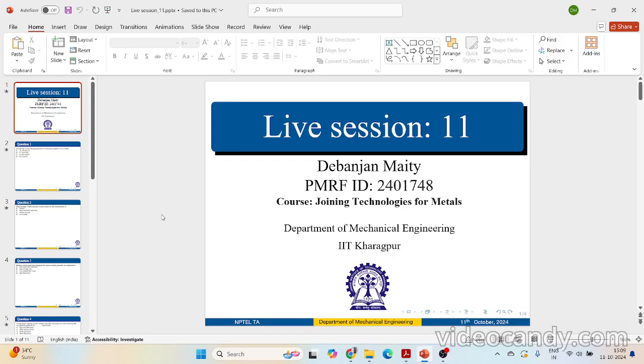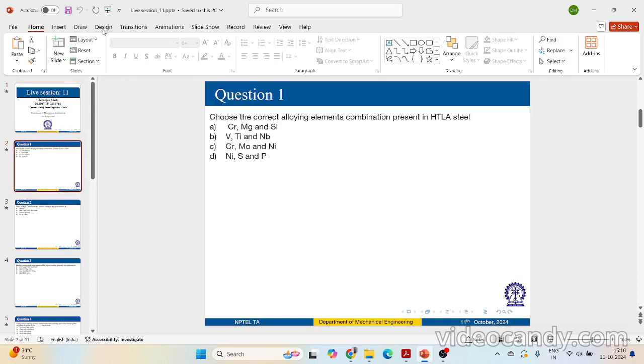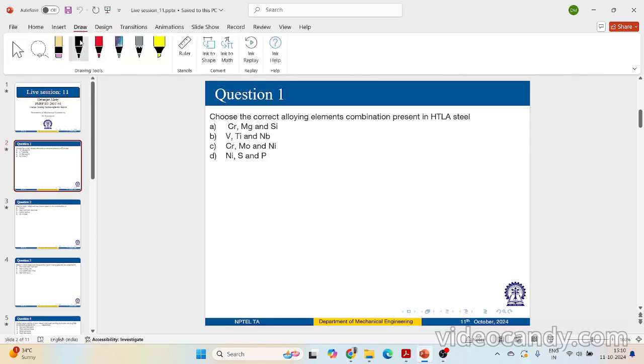So in our previous class, we had discussed carbon steels, right? Mainly we discussed low carbon and medium carbon steel. So today, initially, what I have planned is we will spend some time on high carbon steel first, and then we will move to alloy steel, right? So first, we will discuss high carbon steel.